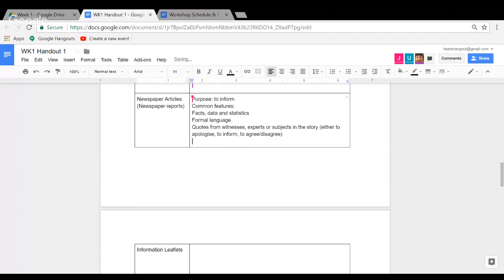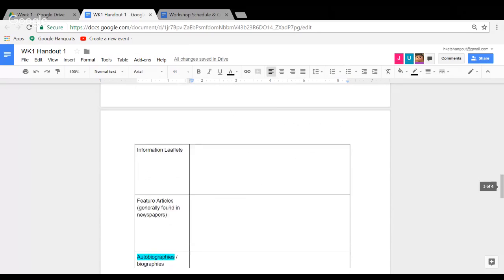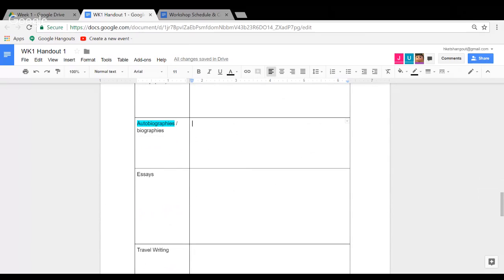Okay. I will skip over information leaflets for the time being, and we will go straight to autobiographies. You will never have to write a biography of any kind. Don't worry. The reason I say that with such confidence is because what are the common features of a biography or an autobiography? It talks about a person's life.